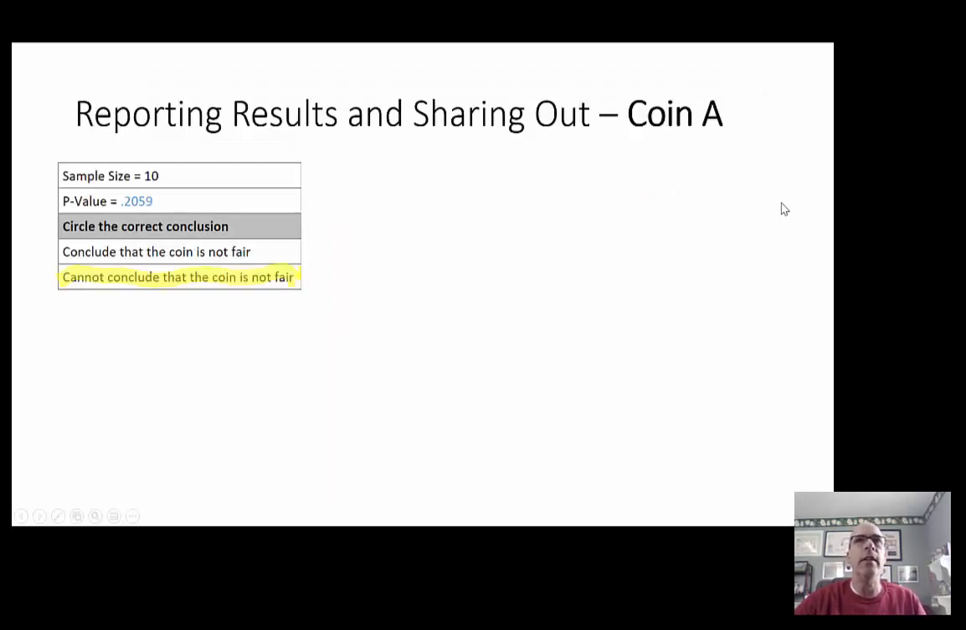So how are students going to interact with this? Well, in my classroom, we use OneNote for our note taking. It's all digital, which makes it easier for me as a teacher to look at student results. So let's see what students did with coin A. A student had a sample size of 10, and then went to their calculator and did a one-prop z-test, a one proportion test, to try to determine if the coin is not fair. Here we had a p-value of 0.2059, so the student correctly concluded that we cannot conclude that the coin is not fair. It's a mouthful, but that's the correct conclusion here.